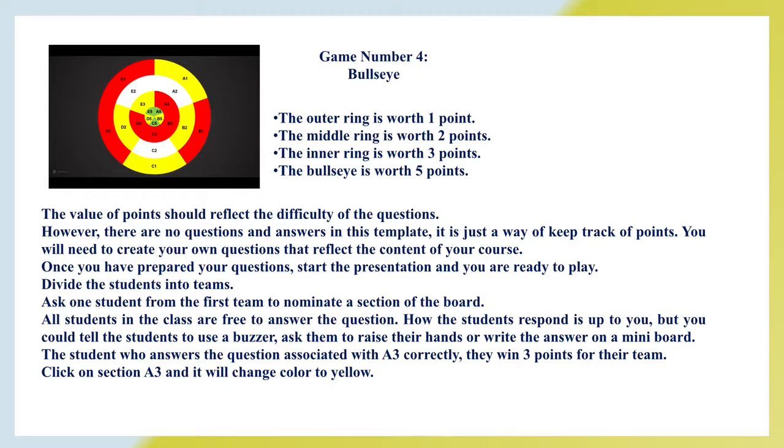Divide the students into teams. Ask one student from the first team to nominate a section of the board. All students in the class are free to answer this question. How the students respond is up to you, but you could tell the students to use a buzzer. Ask them to raise their hands or write the answer on a mini board. The student who answers the question associated with A3 correctly wins 3 points for their team. Click on section A3 and it will change color to yellow.